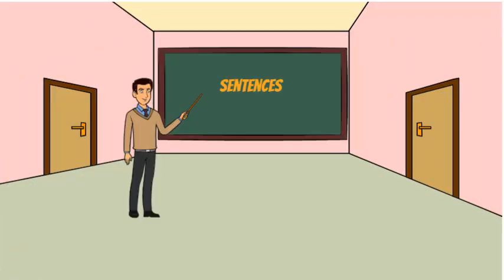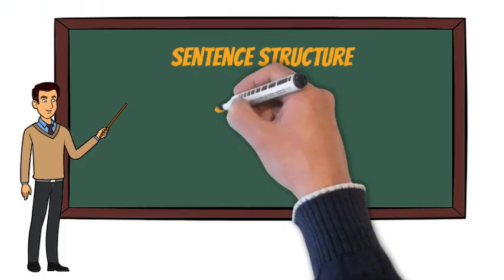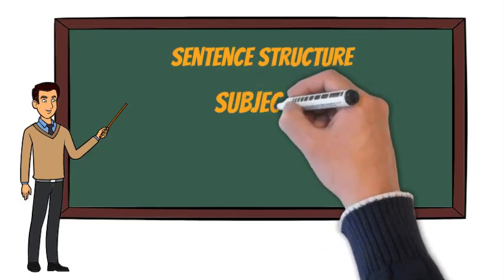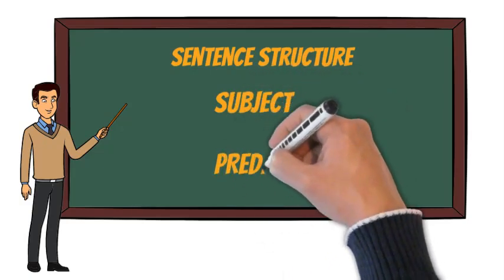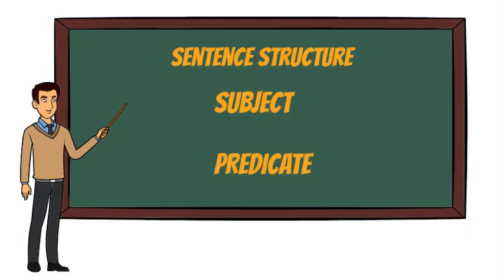Today, we're going to learn about sentence structure in English. Are you ready? Let's get started. A sentence is a group of words that expresses a complete thought. Every sentence needs two main parts: a subject and a predicate.